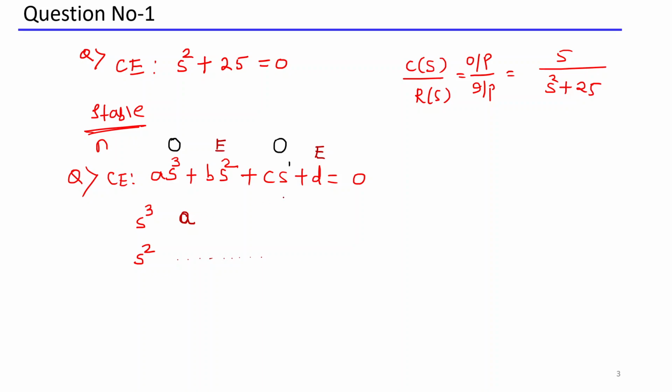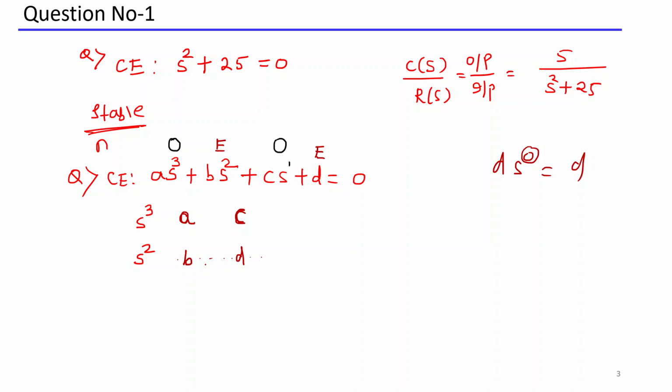Similarly, the other odd term, the coefficient of s, is c. Then for s square, the coefficient is b. And what is the other coefficient of even power? Here d into s to the power 0 is d. That's why this s to the power 0 is an even term. That's why I'm writing here d.